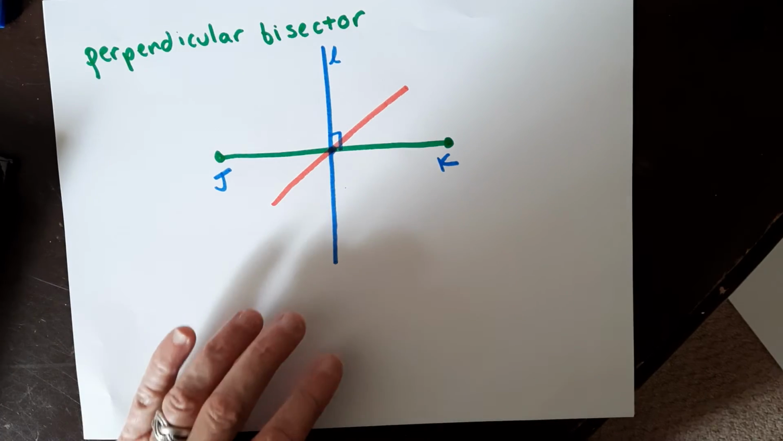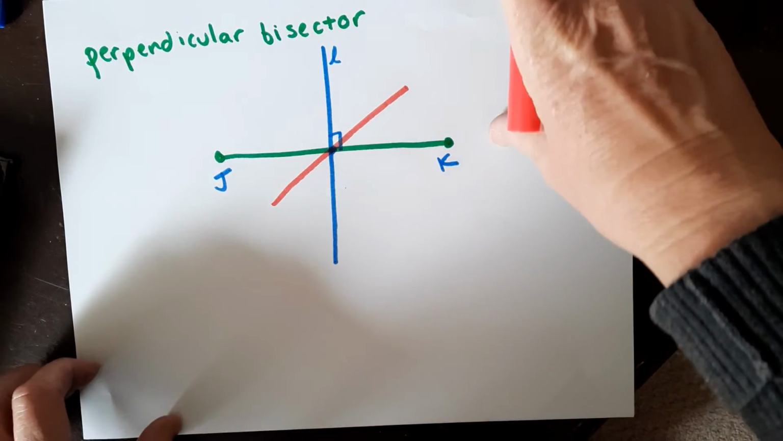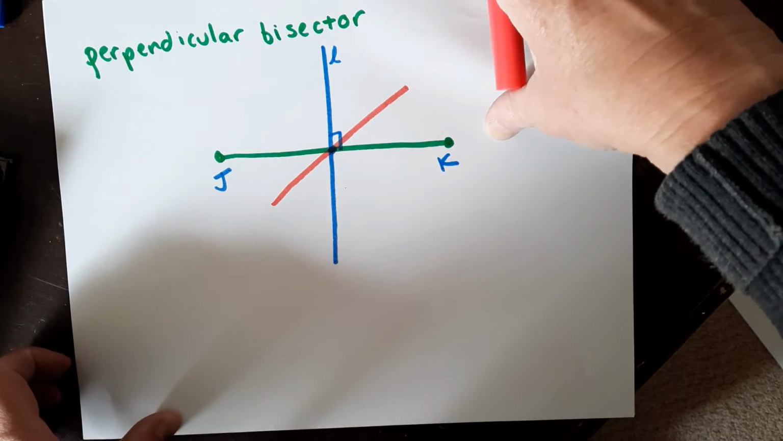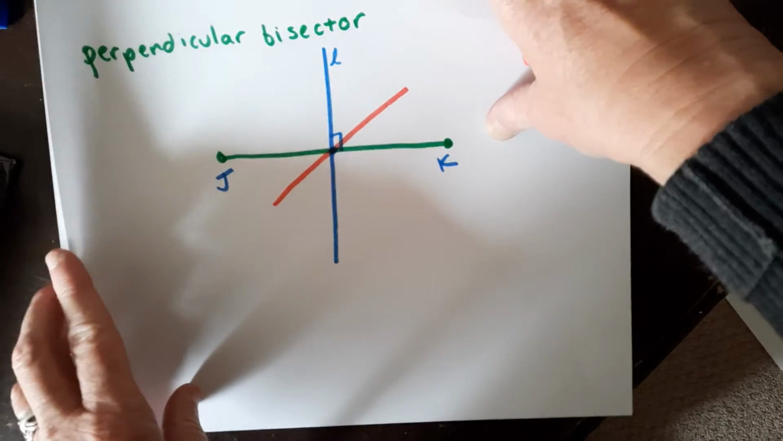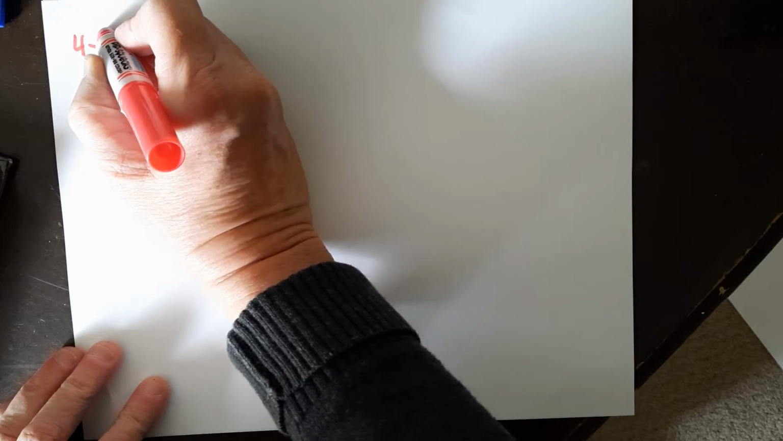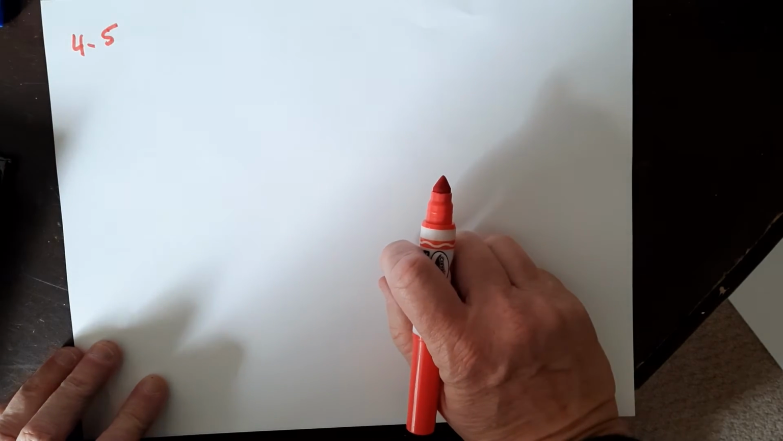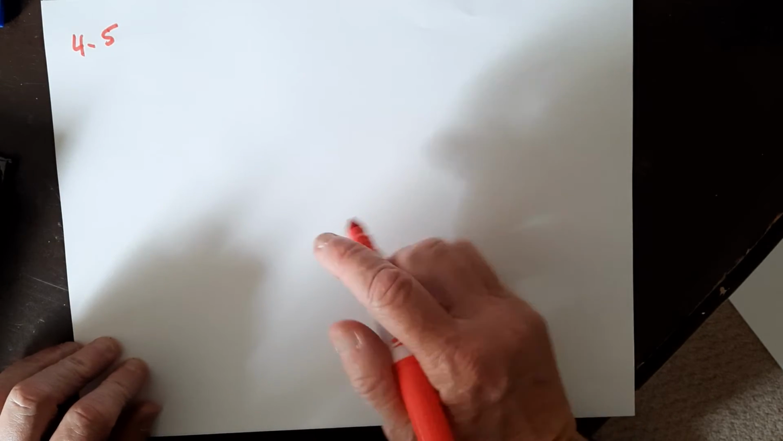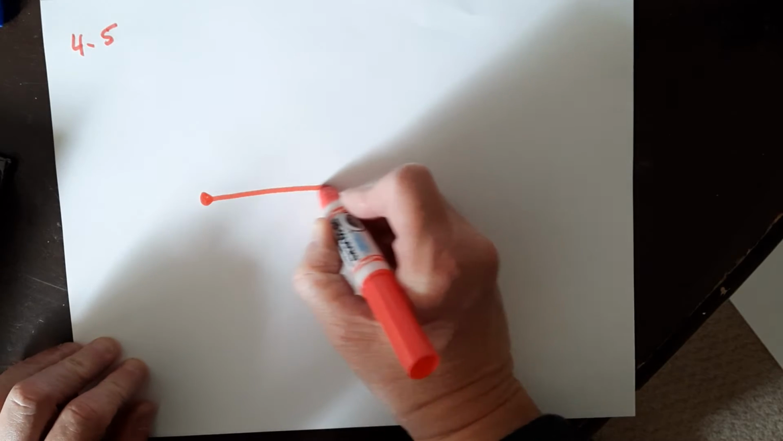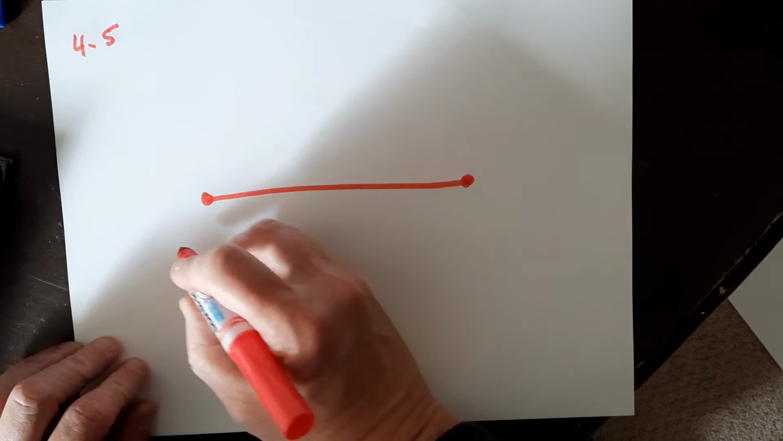So now that you know these three things, altitude, median, and perpendicular bisector, there are some theorems that go with this. Theorem 4.5 says that if a point lies on the perpendicular bisector of a segment, so we shall first draw a segment. This is segment BC.